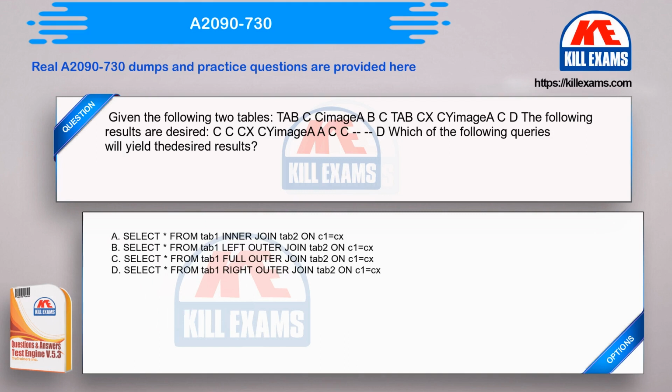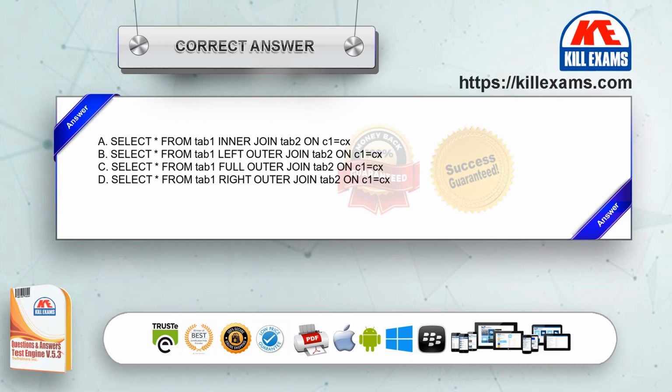Option C. Select from tab 1 full outer join tab 2 on C1 equals CX. Option D. Select from tab 1 right outer join tab 2 on C1 equals CX. The correct answer is option D.